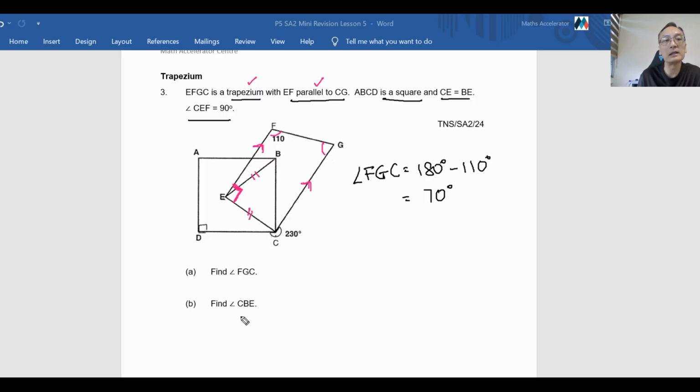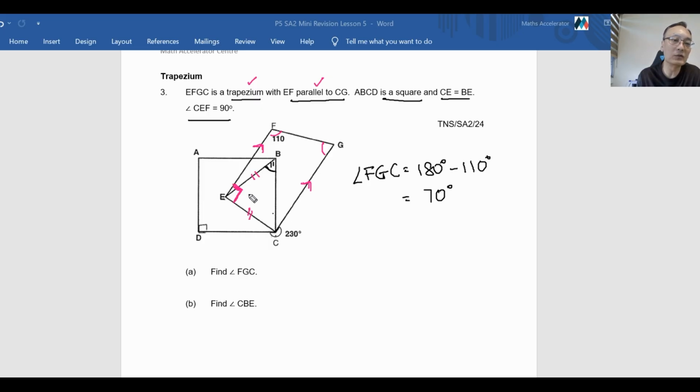Next, we need to find CBE. Now CBE is this angle over here. So how do we find this angle? You know, this angle is inside a triangle. So if we can find these two angles here, then we will be able to solve it. So let's see what other angles we have. This is a parallelogram. This is a trapezium. So we have this pair of parallel lines.